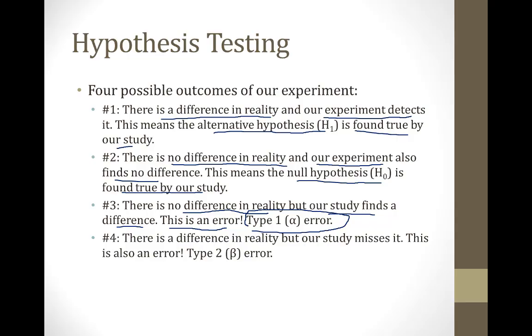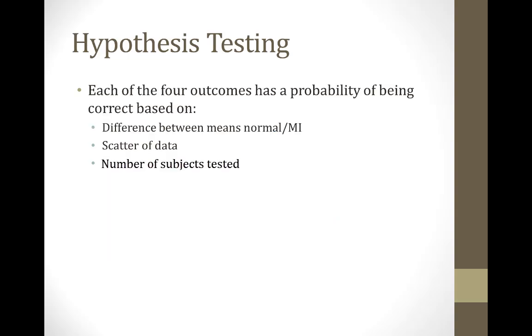And then possibility number four is that there's a difference in reality, but our study misses it. So we think that the two means are equal, but actually they're different in reality. This is also an error, and we call this a type 2 or beta error. Each of these four outcomes has a probability of being correct based on the three things I talked about before: the difference between the means in the two groups, the scatter of the data, and the number of subjects tested. Once again, you don't have to know the math of how to calculate the probability, but you should know that it's based upon these three items right here.